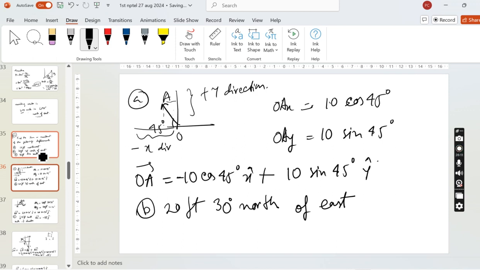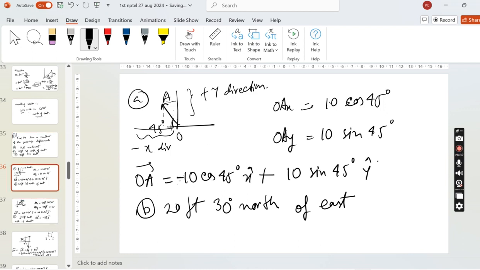For northwest, we know the x projection is in the negative direction, so we put the negative, and the x projection will be OA, or 10, into the angle they are making with the x-axis, that is 45 degree. So minus 10 cos 45 degree x plus 10 sin 45 degree y, that is 10 feet northwest.